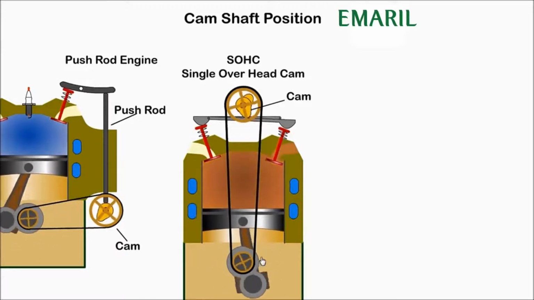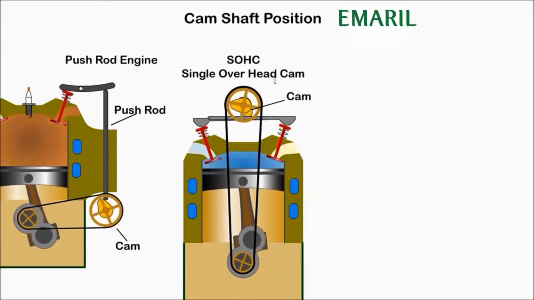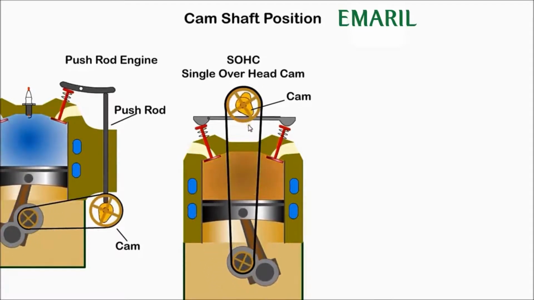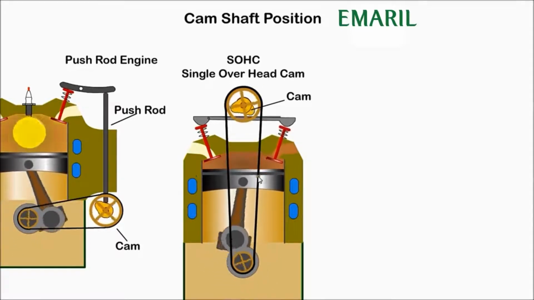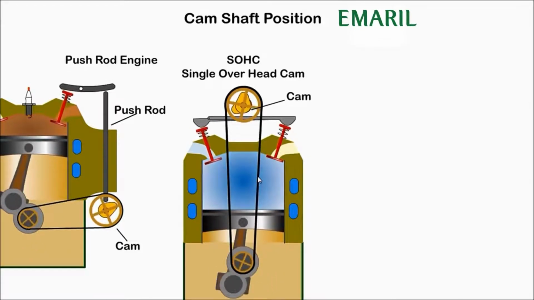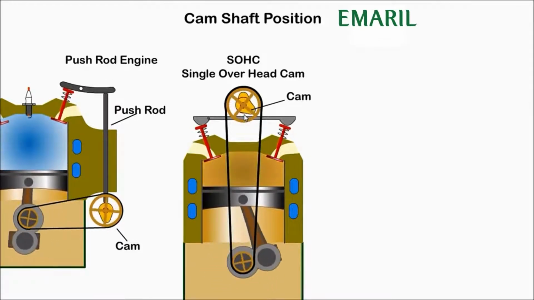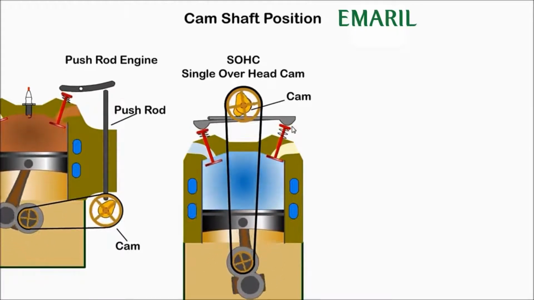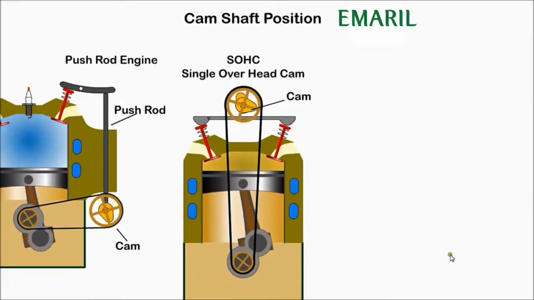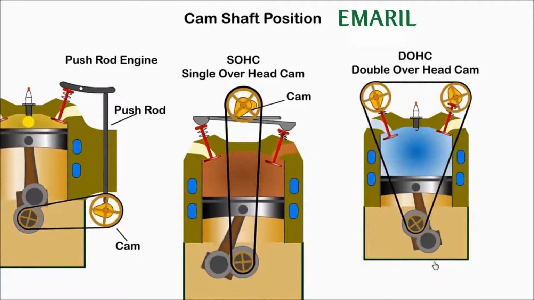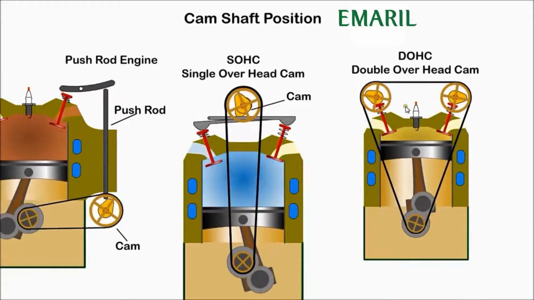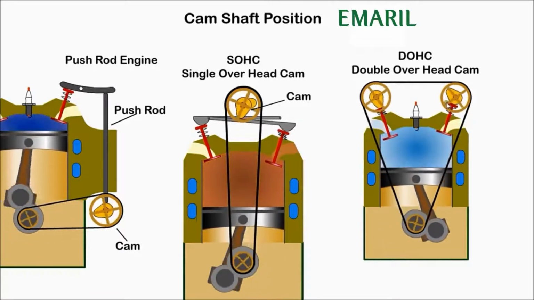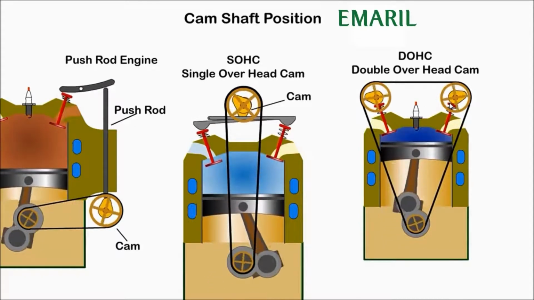SOHC, single overhead cam. In this design, the camshaft was relocated to the top of the engine and driven by a timing chain or belt. One camshaft was used to operate both the inlet and exhaust valves via rocker arms. In a DOHC or dual overhead cam, separate cams were used for inlet and exhaust valves.